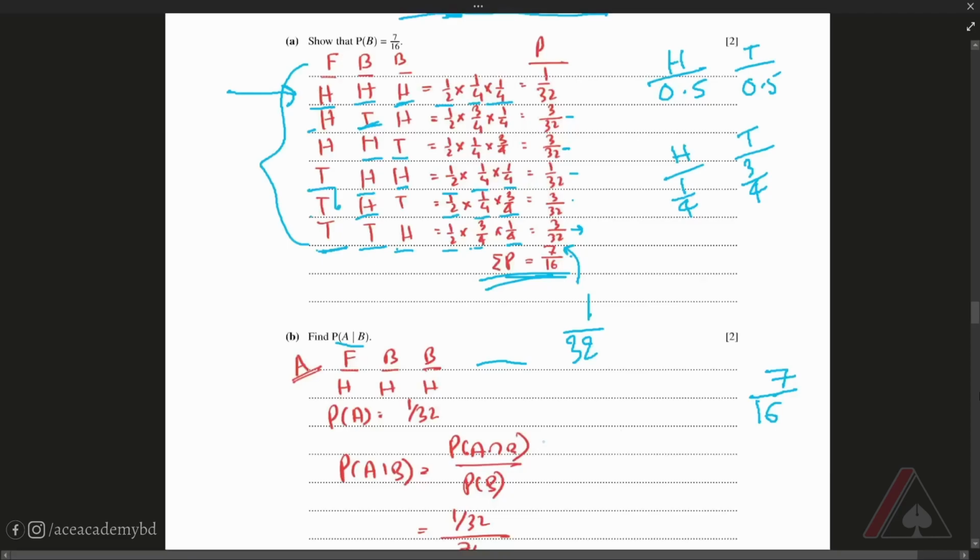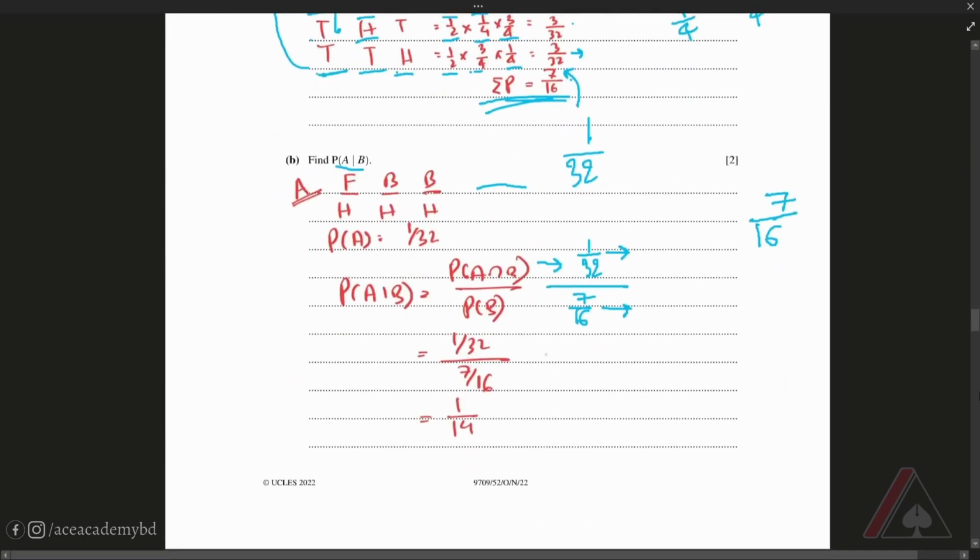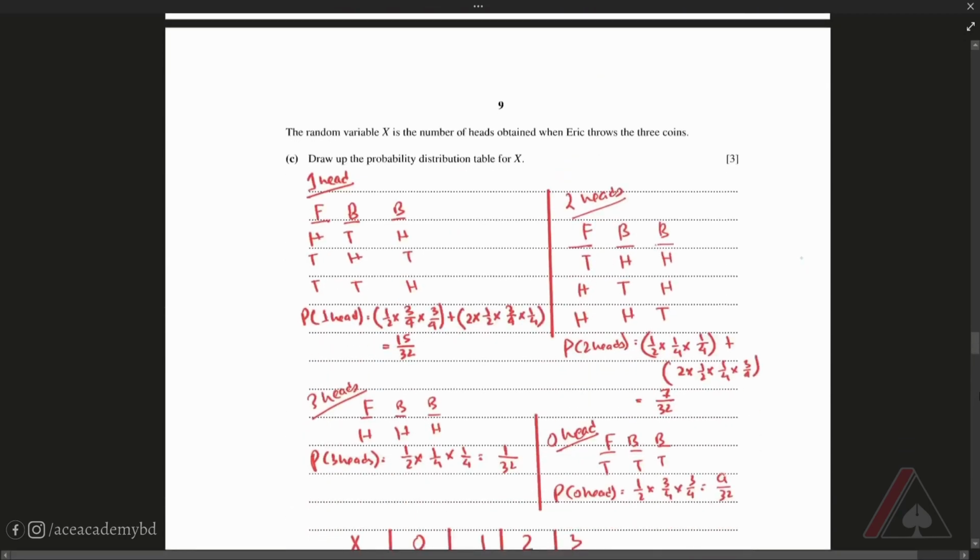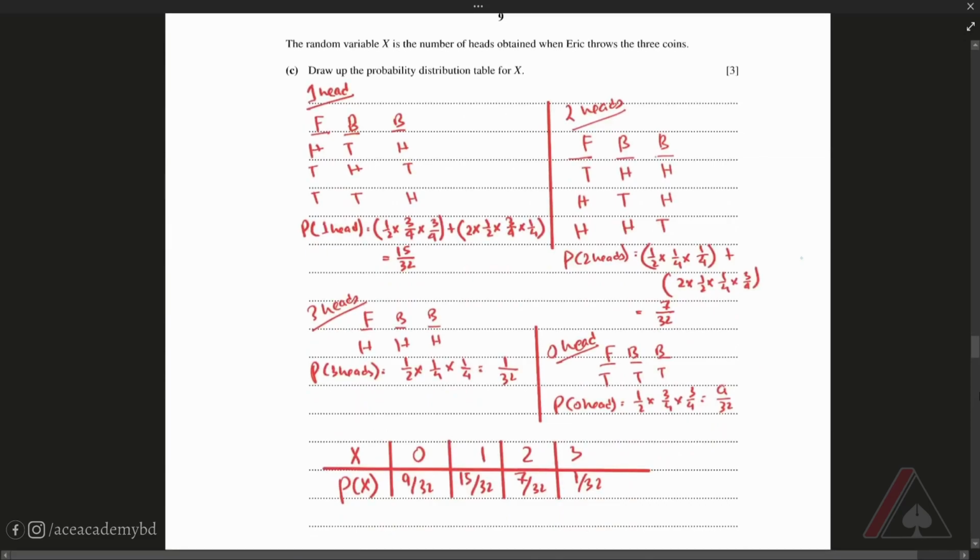So the value of A being correct given that B is correct is 1 by 32 by 7 by 16, because the probability that A and B are both correct is 1 by 32 and the probability of B correct is 7 by 16. So we divide that, we simplify it, and we get 1 by 14, which would be our answer for this question. Now let's look at C of this question.